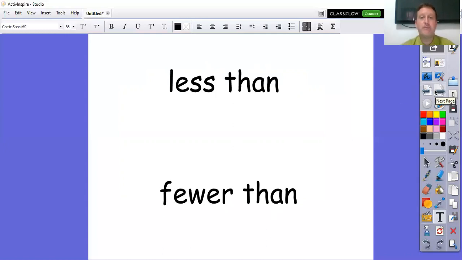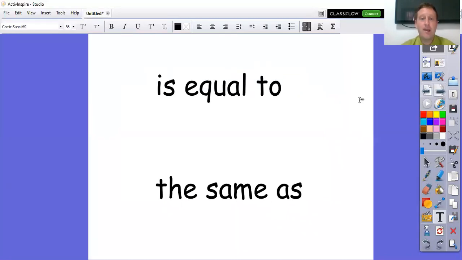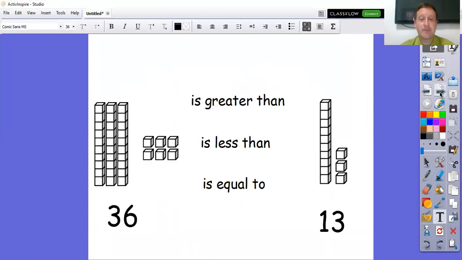And our third piece of vocabulary for today is equal to. Is equal to. And this means the same as. So when we have two numbers that are the same number, we can say is equal to or the same as, okay? So let's take a look at an example of some of the things we will do today.